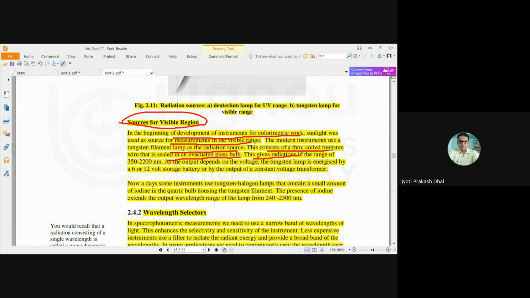So this gives radiation in the range of 350 to 2200 nanometer. As the output depends upon the voltage, the tungsten lamp is energized by a 6 to 12 volt storage battery or by the output of a constant voltage transformer.